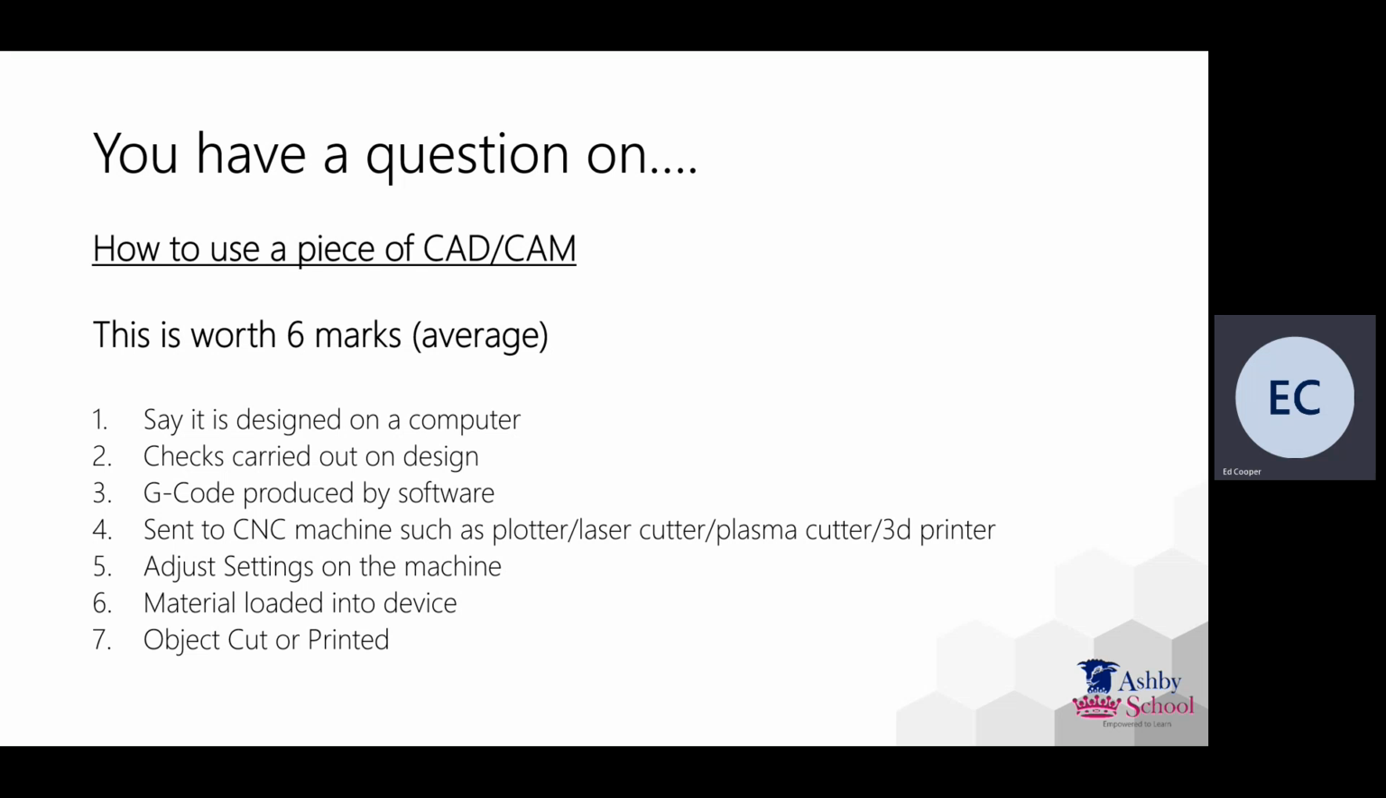We then adjust the settings. We tell it what material we're using, how fast to cut, how much power. We load the material into the device. The object's cut or printed. An 8th one, it's finished off, taken out, and cleaned up. Okay, so we've got easily six kind of statements there.